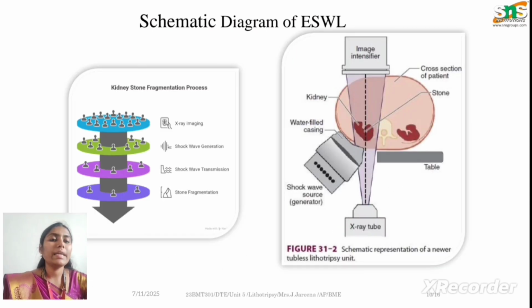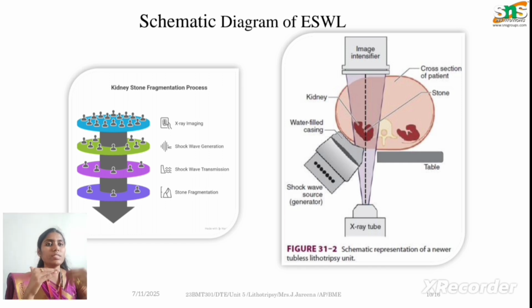So this is the schematic diagram. It clearly represents what is happening during an ESWL procedure. As I said before, you have both sides, one on top and one below. We will send an X-ray tube, and through this X-ray tube, X-rays will be sent. This X-ray is mainly used for visualization.